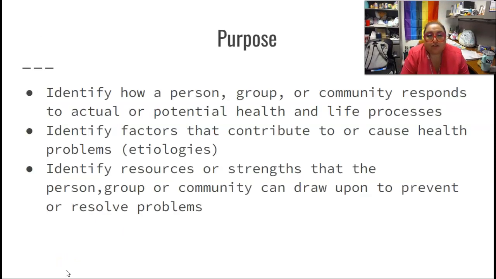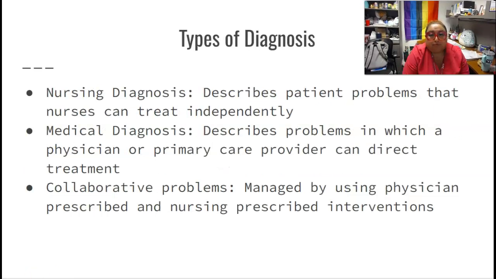As you may have read in your textbook, the following slide shows you the purpose of analysis or problem identification. This problem identification can pertain not only to our patients, but to groups or communities, and how they process or have potential problems and how they respond to them. We want to identify factors that contribute to or cause health problems. That's the definition of etiologies. And then we want to identify resources or strengths that the person, group, or community can draw upon to prevent or resolve problems.